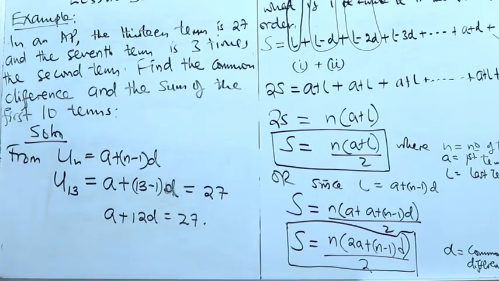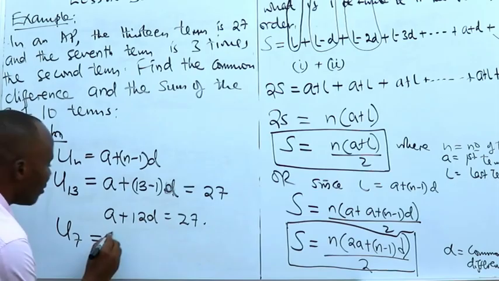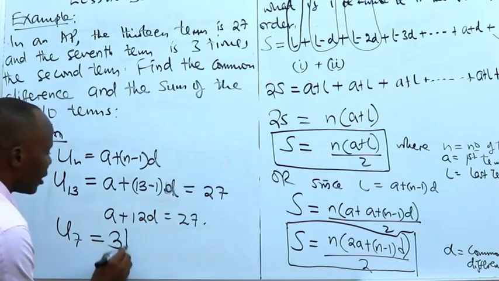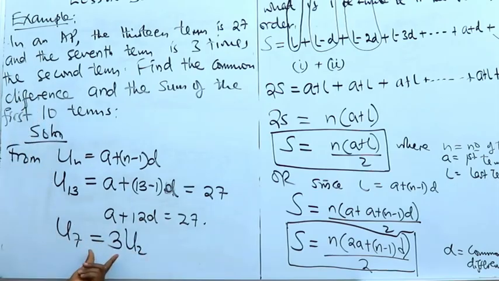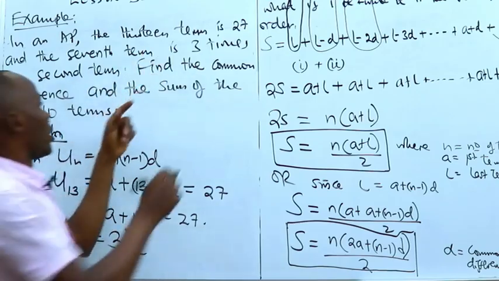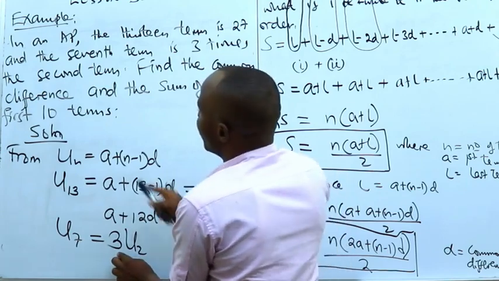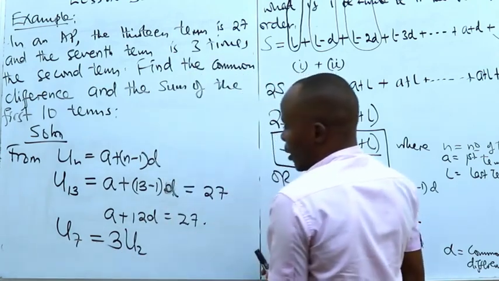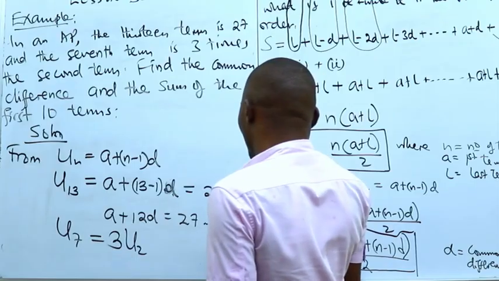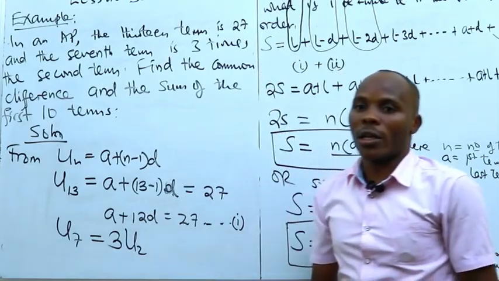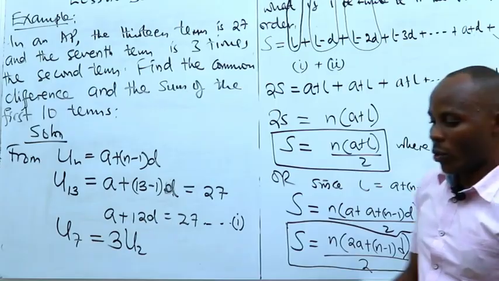Very important to note there. Then they are also saying that the 7th term, U7, is 3 times the second term. This is very important. I guess we can get something from here. You call this one equation 1.